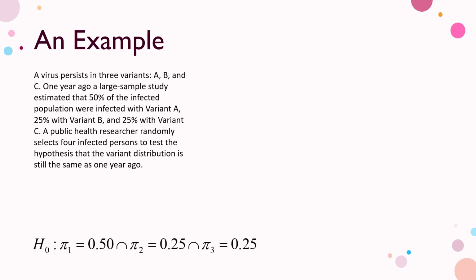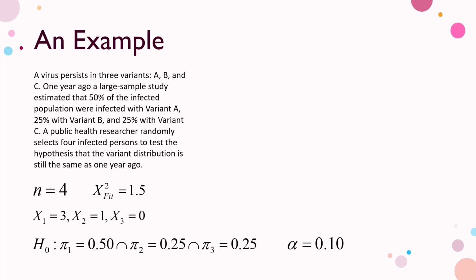So our null hypothesis is based upon 1 year ago, when the probability of variant A was 0.5, that of variant B was 0.25, and that of variant C was also 0.25. Let's suppose we are doing a small study. We select at random 4 infected individuals, perhaps do a blood test, and determine what variant they were affected with. Given that the sample size is so small, let's go ahead and allow our type 1 error rate to be 10%. Suppose these are our observations. We end up with 3 in category A, 1 in category B, and no one in category C. Our goodness of fit statistic is 1.5.